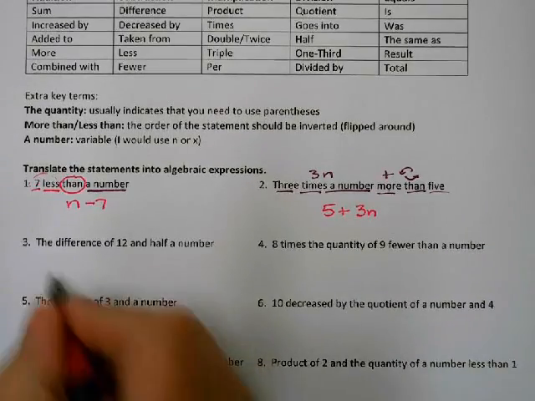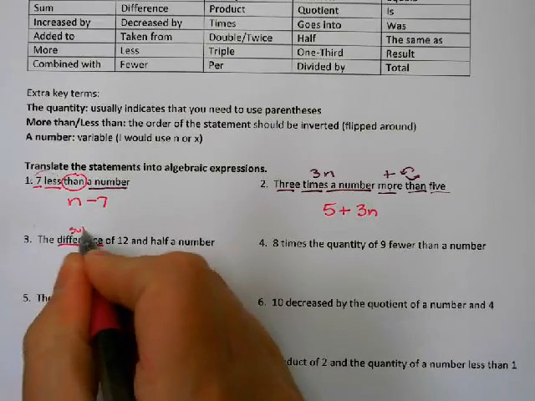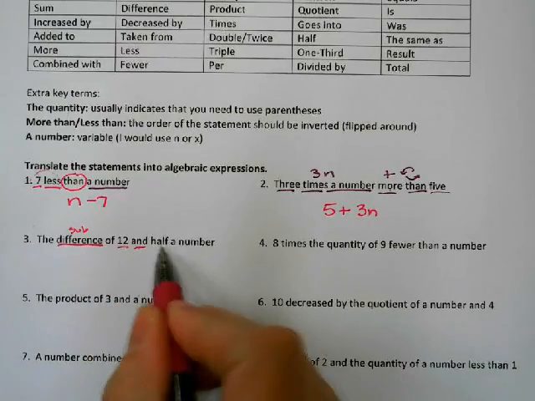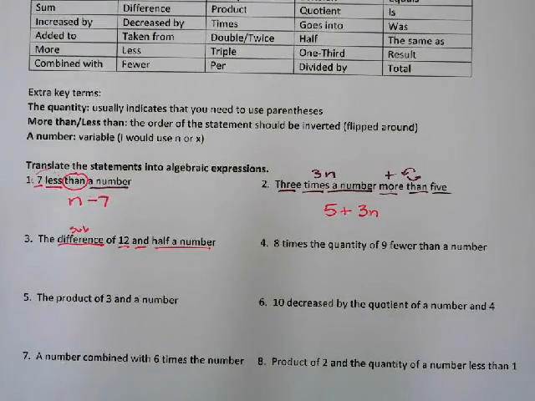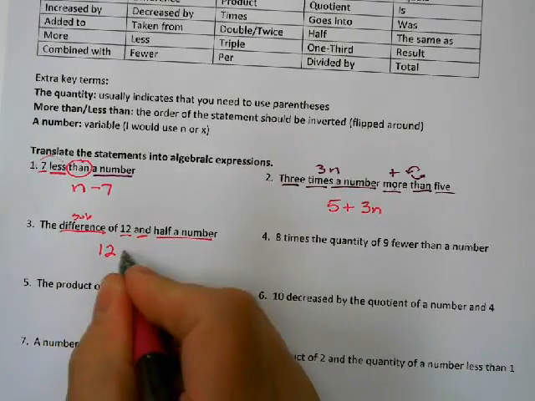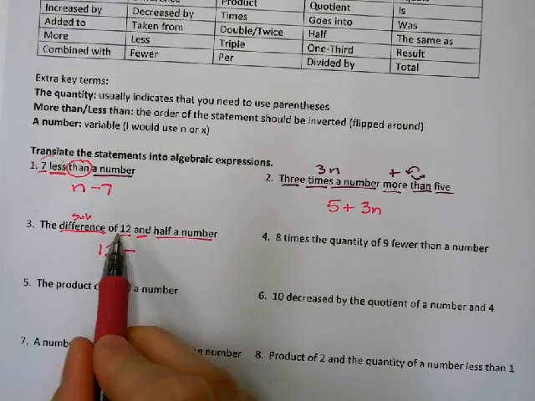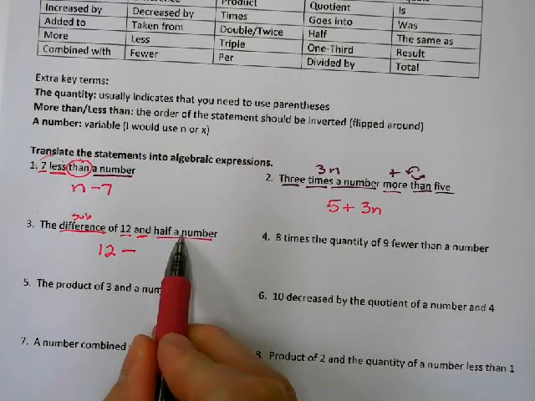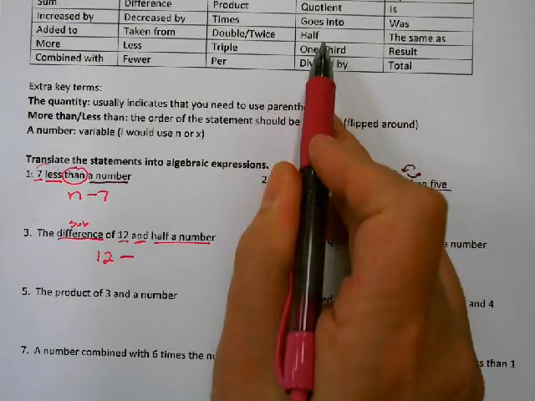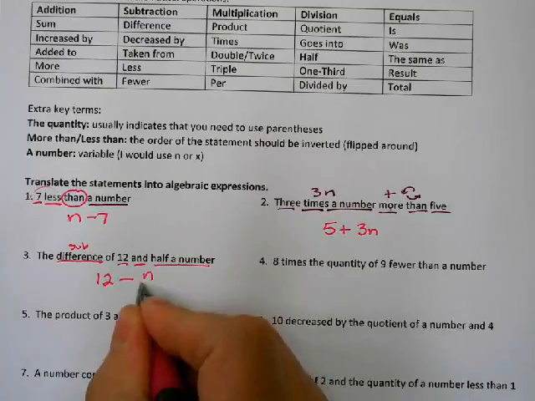Next one, the difference, that's subtraction, of 12 and what else? Half a number. There's no than in this one. So I'm going to just do 12 minus, because it's difference, I'm subtracting. What are we subtracting? 12 and half a number. Half means we are dividing by 2. That was one of our words up here. So that would be n over 2.